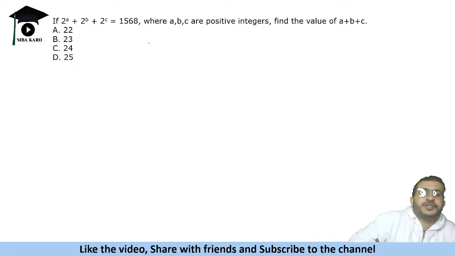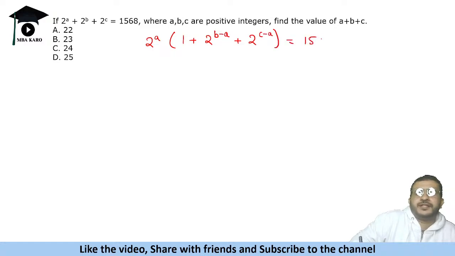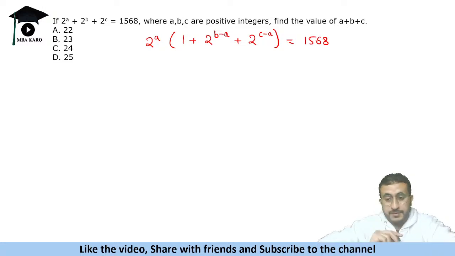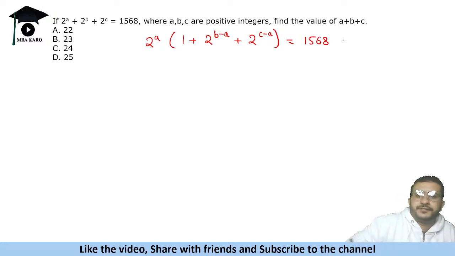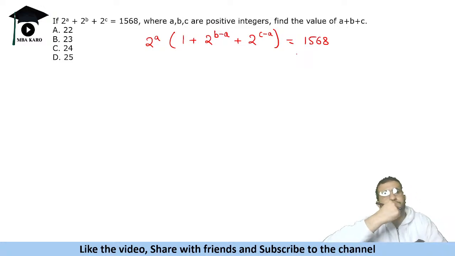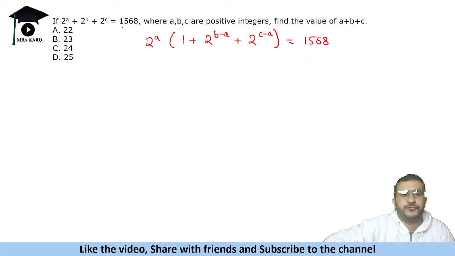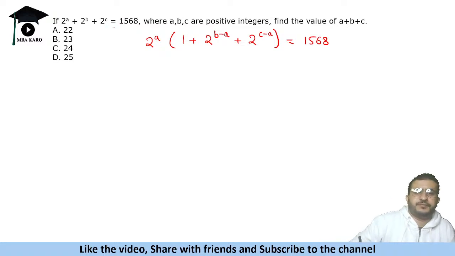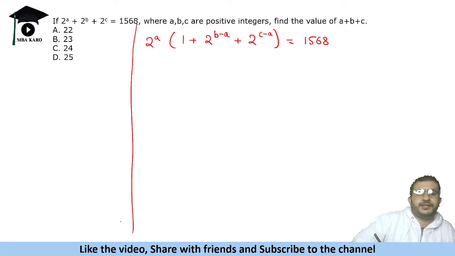So what we can do is take 2 to the power a common, and this will be 2 to the power a times 1 plus 2 to the power b minus a plus 2 to the power c minus a, equals 1568. Now the thing is, we will divide 1568. Or another approach could be to find the highest power of 2 here. Let's first do it this way.